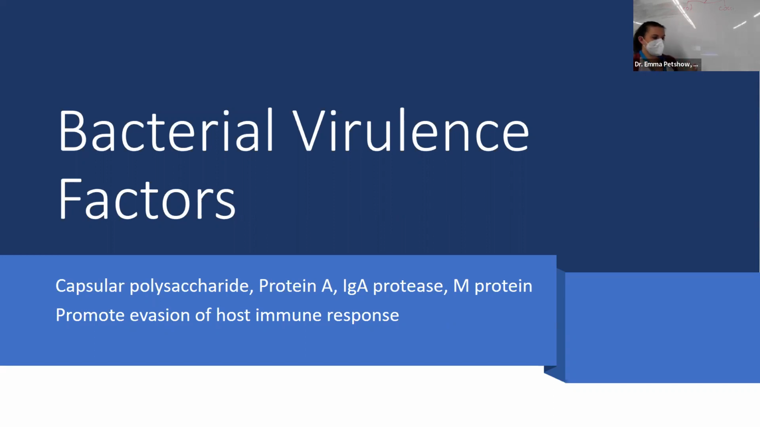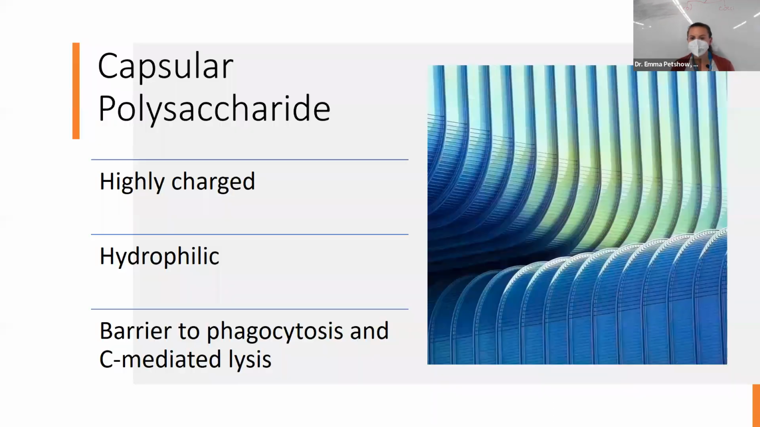That's the bacteria's goal. So the immune system's goal is to eliminate that bacteria. So the bacteria are going to try to evade the immune system. The immune system is going to try to attack the bacteria. And that's the dance that we do anytime we have an infection. So some virulence factors can make the bacteria evade the immune system better. One of them is a capsular polysaccharide, which we've talked about already a few times. And again, it's highly charged, it's hydrophilic, it's a barrier to decrease phagocytosis.